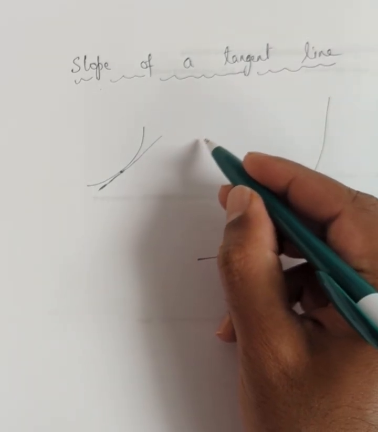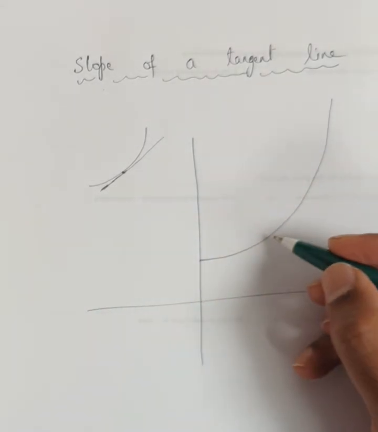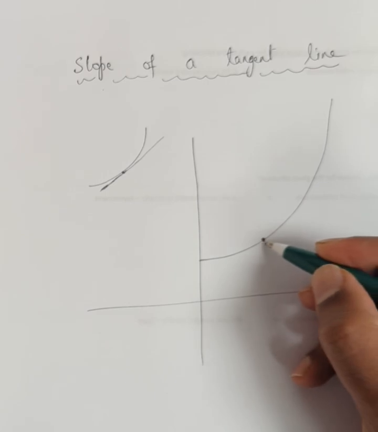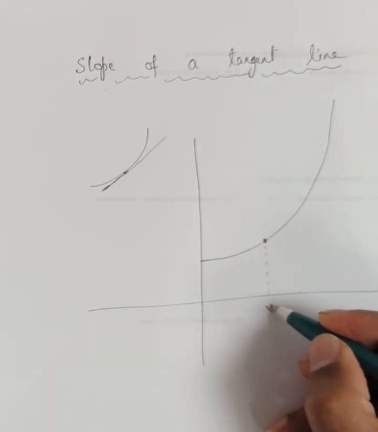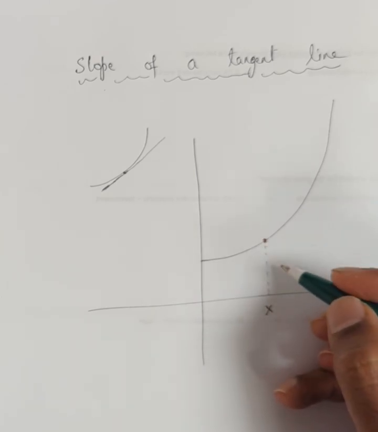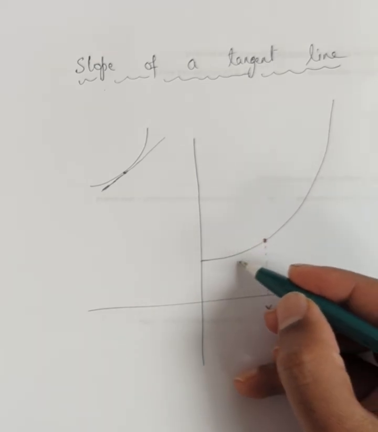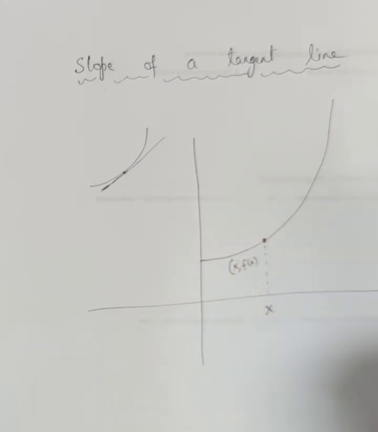So say this is my graph of the function, and I'm interested in finding slope of the tangent line at this point, which is at a distance of x. So this height is going to be f of x. So that point is (x, f of x).